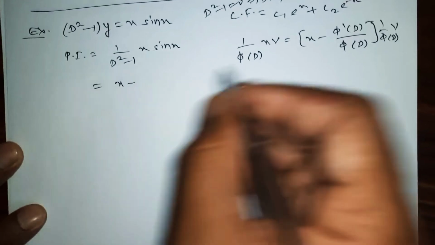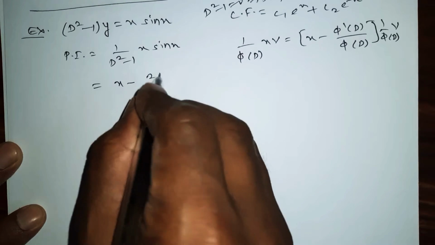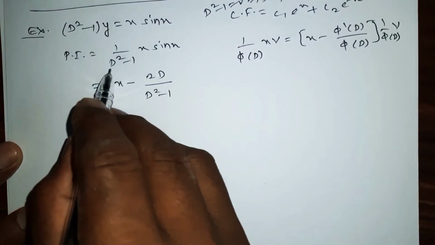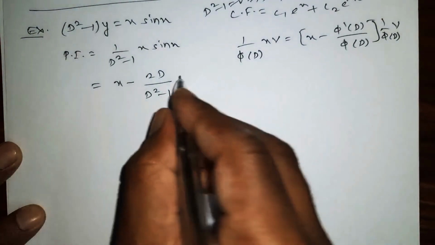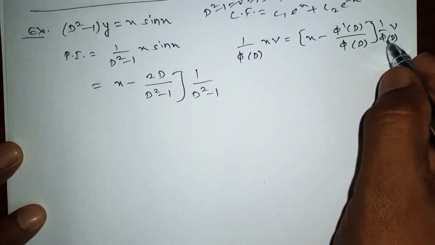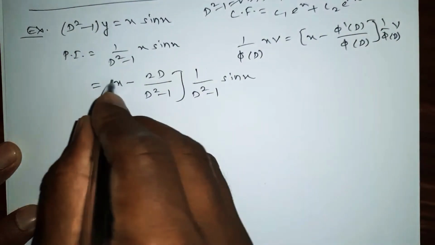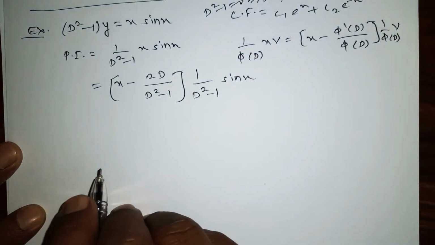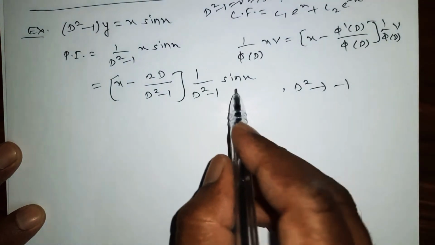x minus phi dash of D upon phi of D. Phi dash of D means the derivative of D square minus 1. It is 2D upon phi of D, D square minus 1. The derivative of D square is 2D and the derivative of minus 1 is 0, so no problem. Then 1 upon D square minus 1, take as it is because phi of D is there, operating on sin x. I can avoid the calculation of x by using this formula. Now replace D square by minus 1.